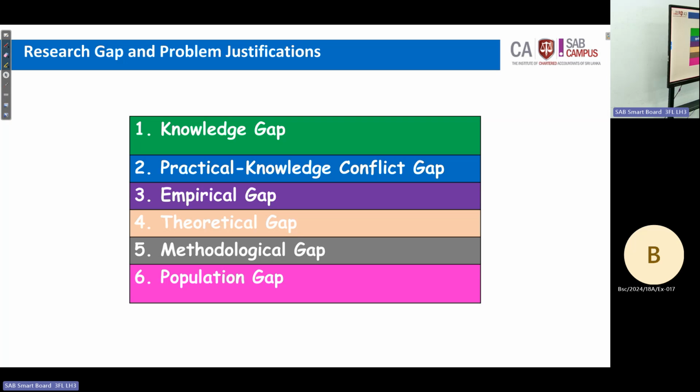Another research gap. When you are identifying the research gap and writing the research problem chapter or problem section, you have to implement these research gaps there. Okay? Right.